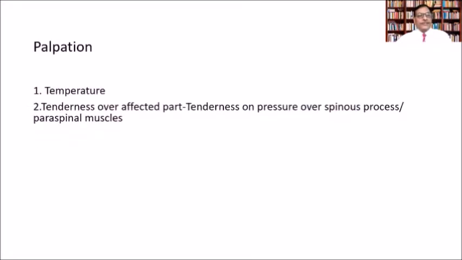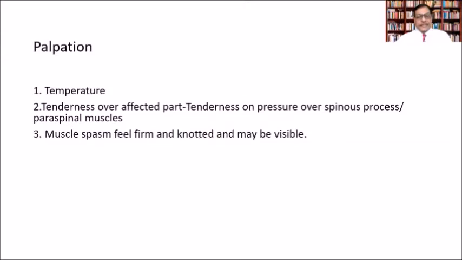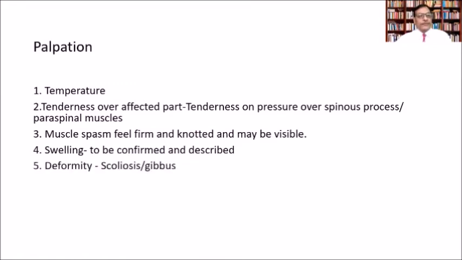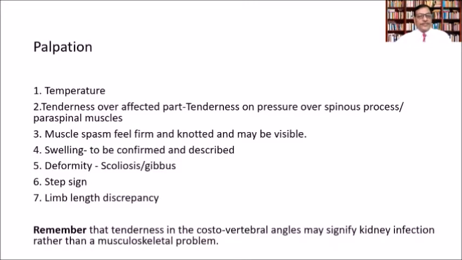The temperature is taken. Tenderness is looked for by pressure over the spinous process or the paraspinal muscles. Muscle spasm is confirmed; it feels firm, knotted. The swelling is to be confirmed. Deformity is to be confirmed. There is a step sign that indicates spondylolisthesis, and limb length discrepancy is to be confirmed.